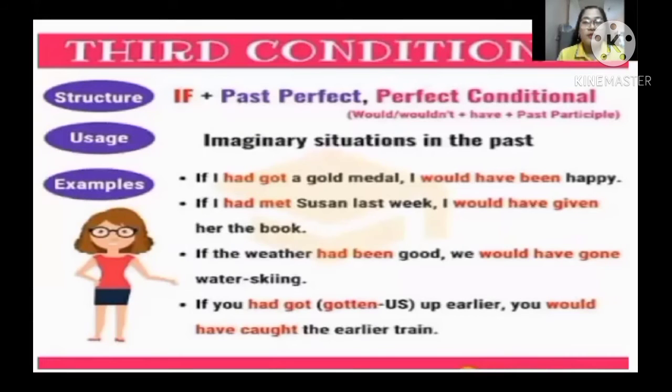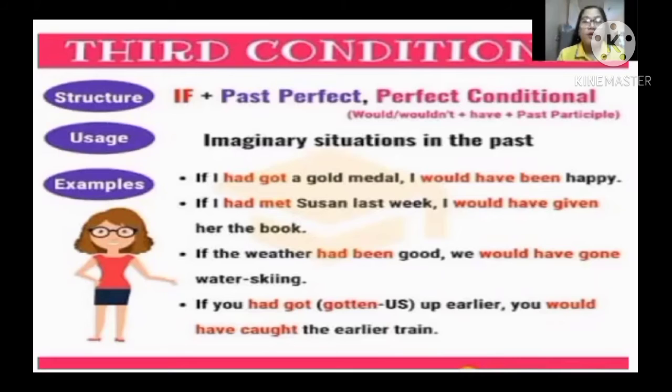The next is the third conditional sentence. So the structure that we are going to use is the if condition plus the past perfect, and then the perfect condition. When we say past perfect, we are going to use the word had plus the past participle of the verb. Then you can also use would, wouldn't, could, and couldn't. What is the use of the third conditional sentence? It is for imaginary situations in the past.